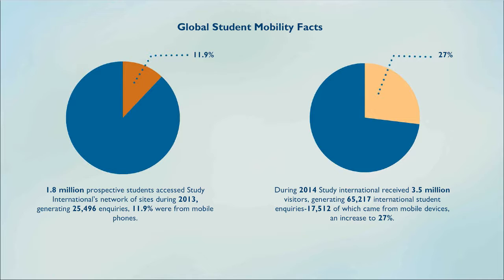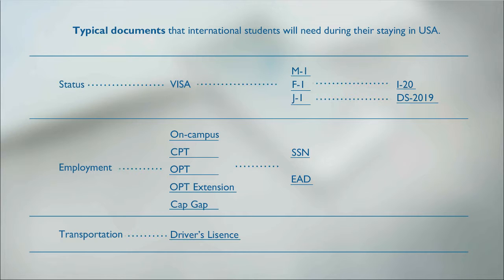Right here with these two charts, there is a big part of people using their mobile phone to access the international study network of sites in 2013 and 2014, and the number is also growing. I have summarized the typical documents that international students will need during their stay in USA. This research will back up my technology for the content.